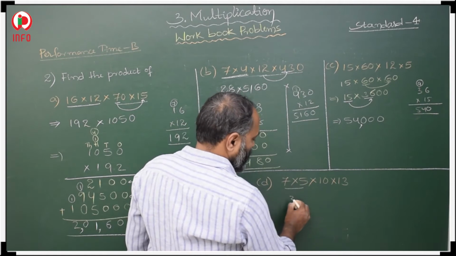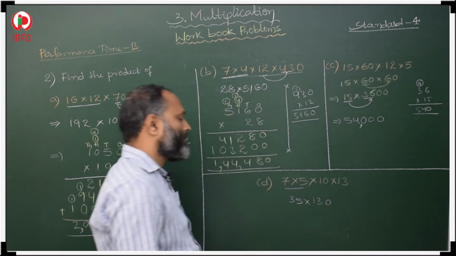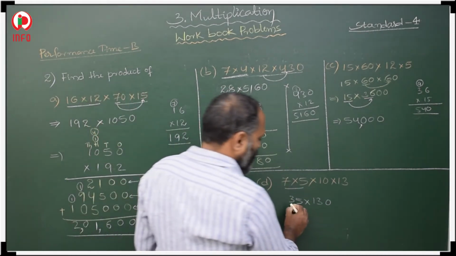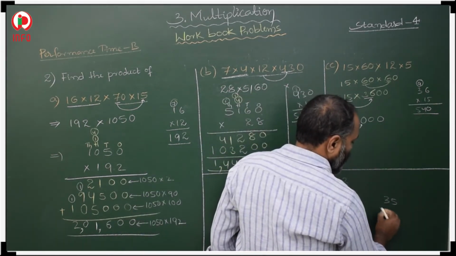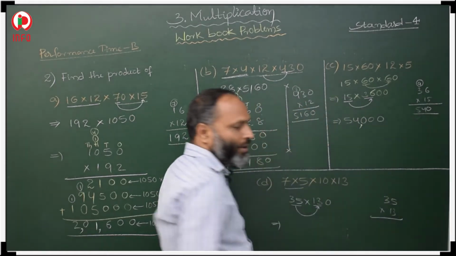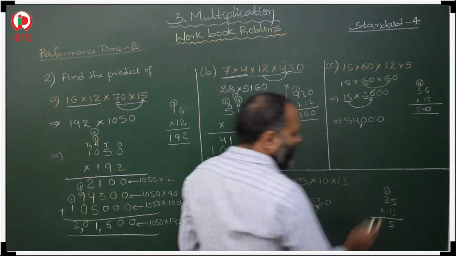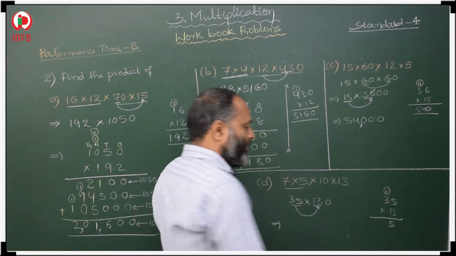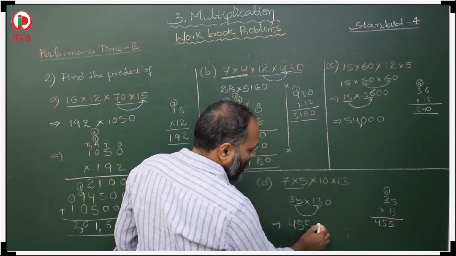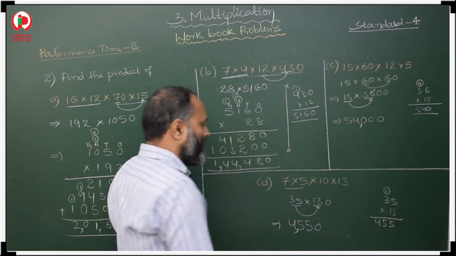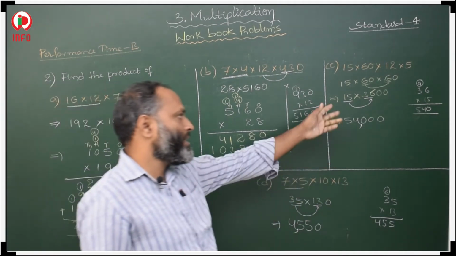Now 7 5s are 35 with 10 13s are 130. Now you have to multiply 35 with 13. 35 with 13. 13 5s are 65, 5 and 6. 13 3s are 39, 39 plus 6, 45. 455. Here 1 zero is left, that 0 you keep here. That is 4550.